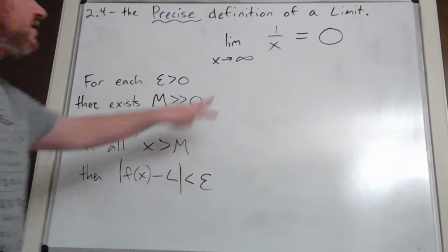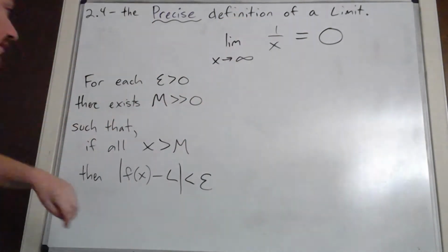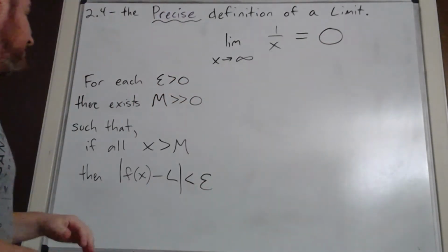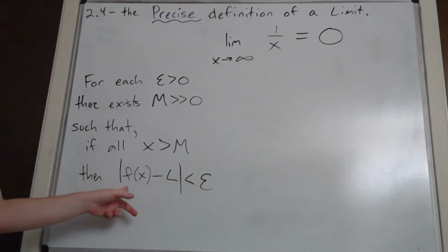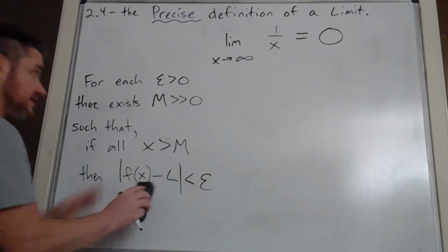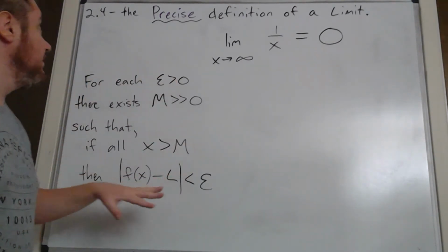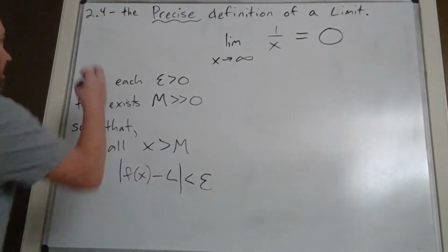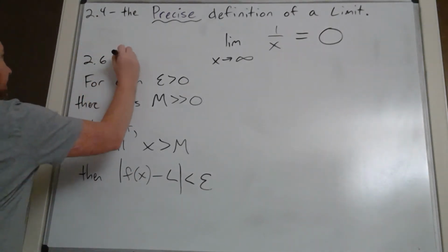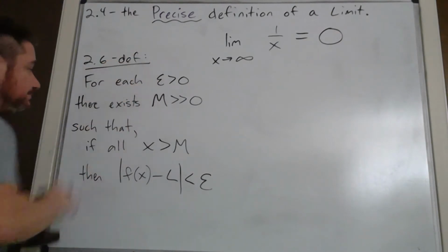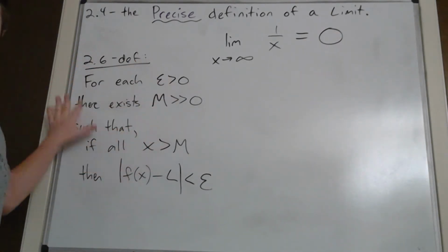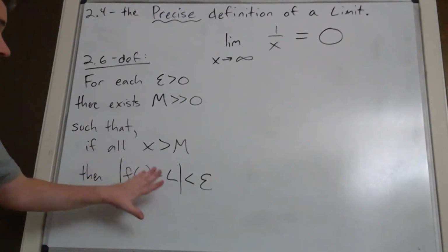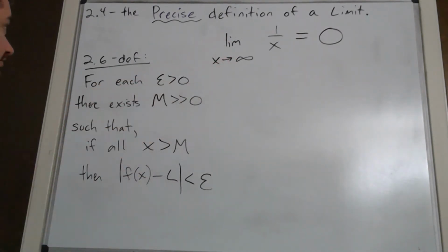So here our function is 1 over x, and we're claiming the limit is 0. Let's try to fill those things in. This would be your definition of the existence of a limit at infinity. Again, probably from section 2.6, let's write the definition. If you want to pause the video, write that down right now. It might be helpful. What I'm going to do now is apply it to this particular problem.